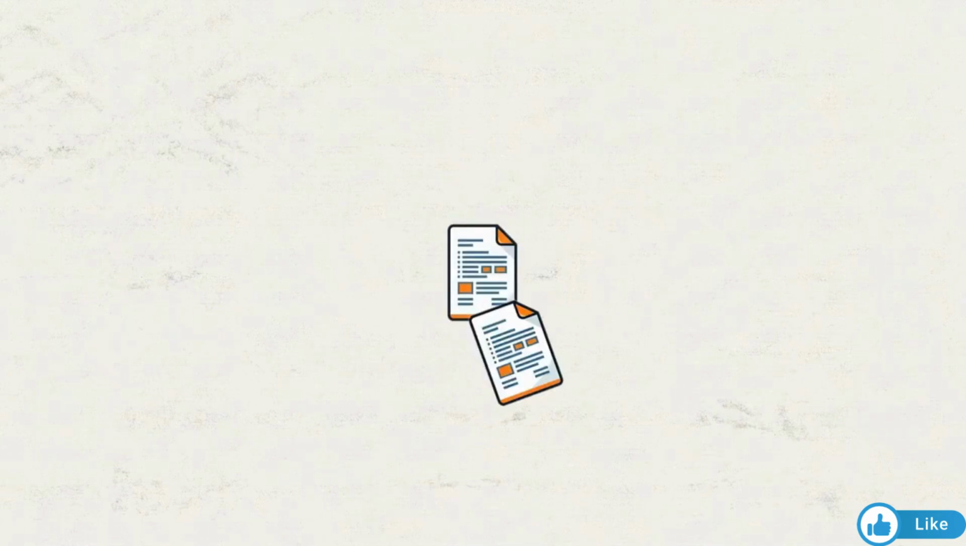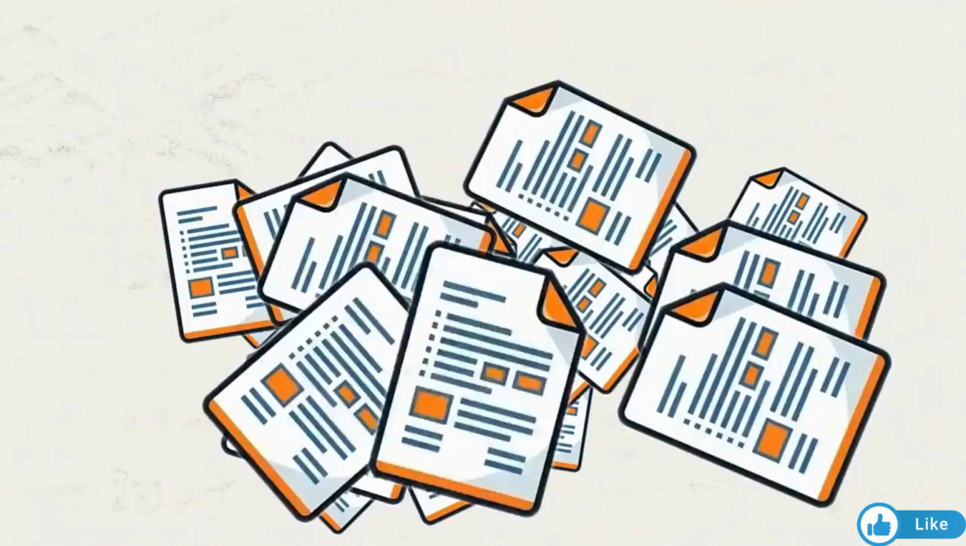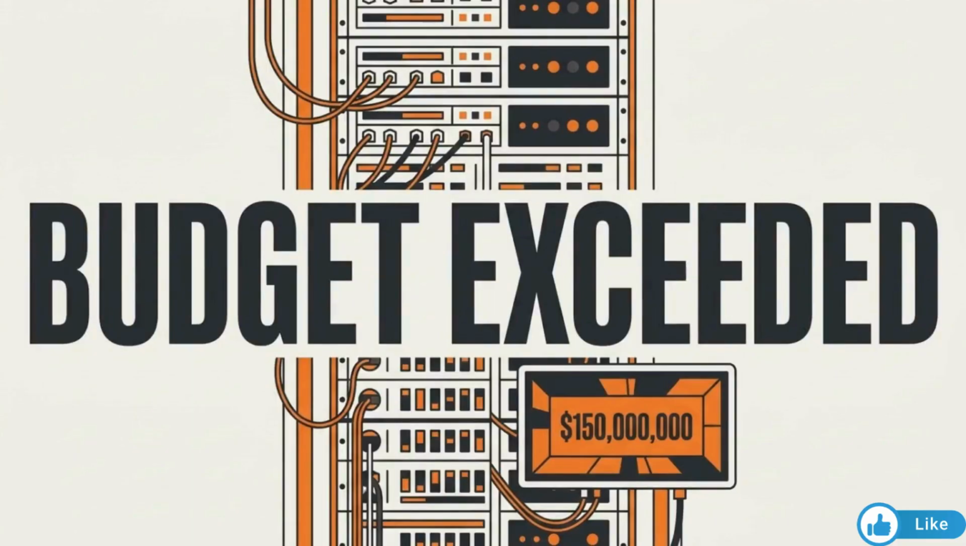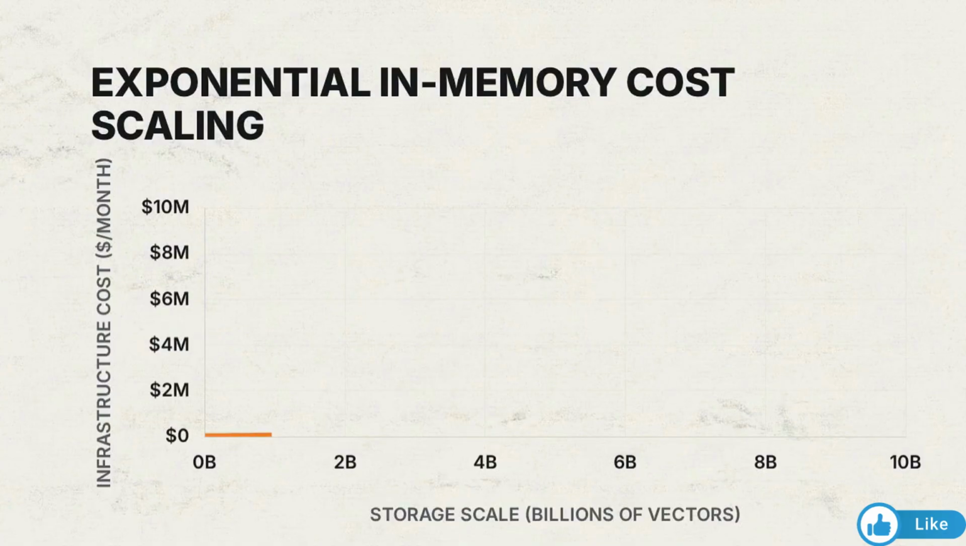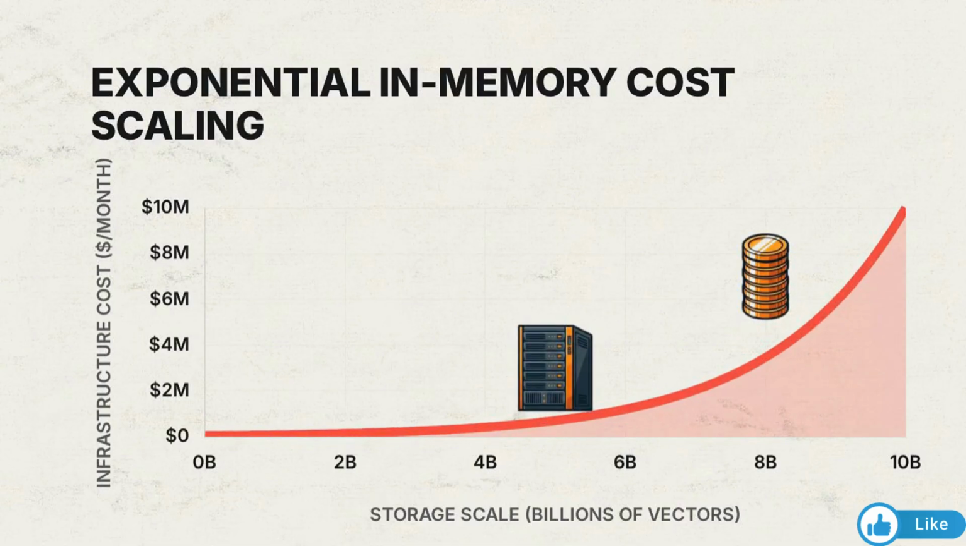But as these historical archives grow from a few thousand documents to millions or even billions, keeping all that data searchable becomes a massive financial burden. This chart shows the steep exponential price curve when scaling in-memory storage for massive datasets. Traditional databases are engineered for blistering single-digit millisecond speed, which requires highly expensive solid-state drives or in-memory infrastructure.